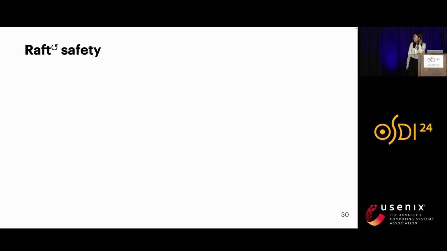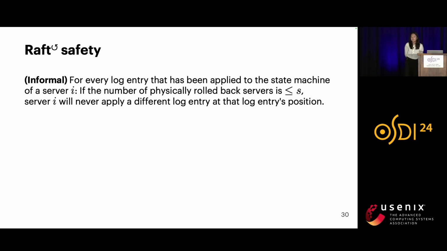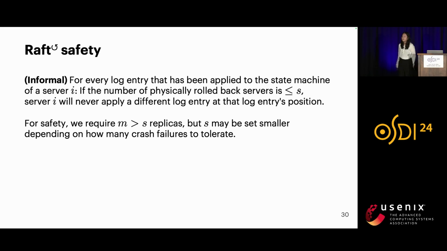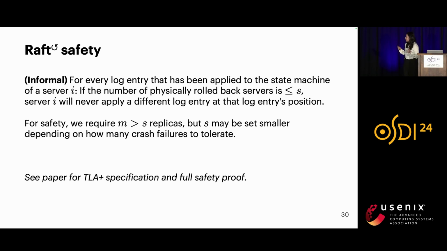The safety of Raft, which I'll informally state here, is that for every log entry that's been applied to the state machine of a server, if the number of physically rolled back servers is less than or equal to S, then that server is never going to apply a different log entry at that log entry's position. So it should not be equivocating on that log entry. For safety, we require, if you have M replicas in your cluster, M to be more than S, but S can be smaller depending on how many crash failures you want to tolerate, and I'll go into that in the next slide. The paper has a TLA plus specification of our modified Raft protocol and also a full safety proof under the assumption of less than or equal to S physical rollback attacks.